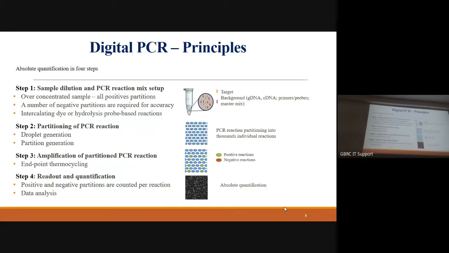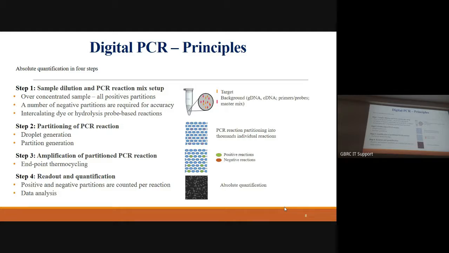So it is done in four different steps. Firstly, you need to do the sample dilution. As I also mentioned in the practical session, if you are doing this for the first time, then you need to do a dilution titration to give a sufficient amount of positive and negative partitions. So you do the sample dilution for over-concentrated samples. If you start with an over-concentrated sample, or a higher concentration of sample, you will get all partitions positive, so it will be oversaturated. Some number of negative partitions is also required for the accuracy.